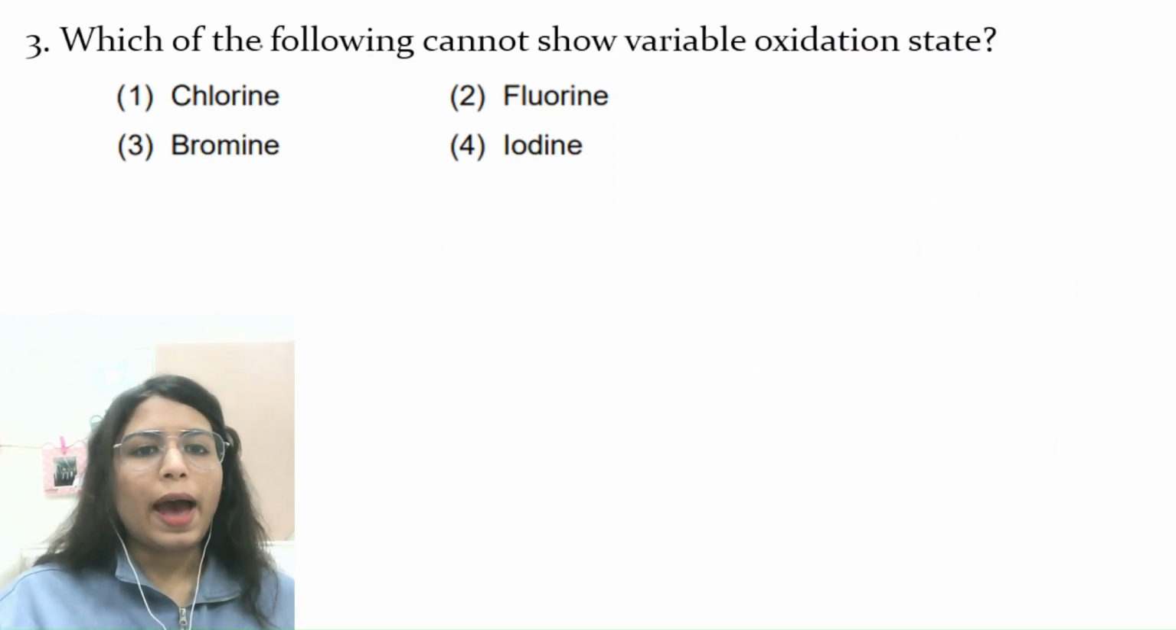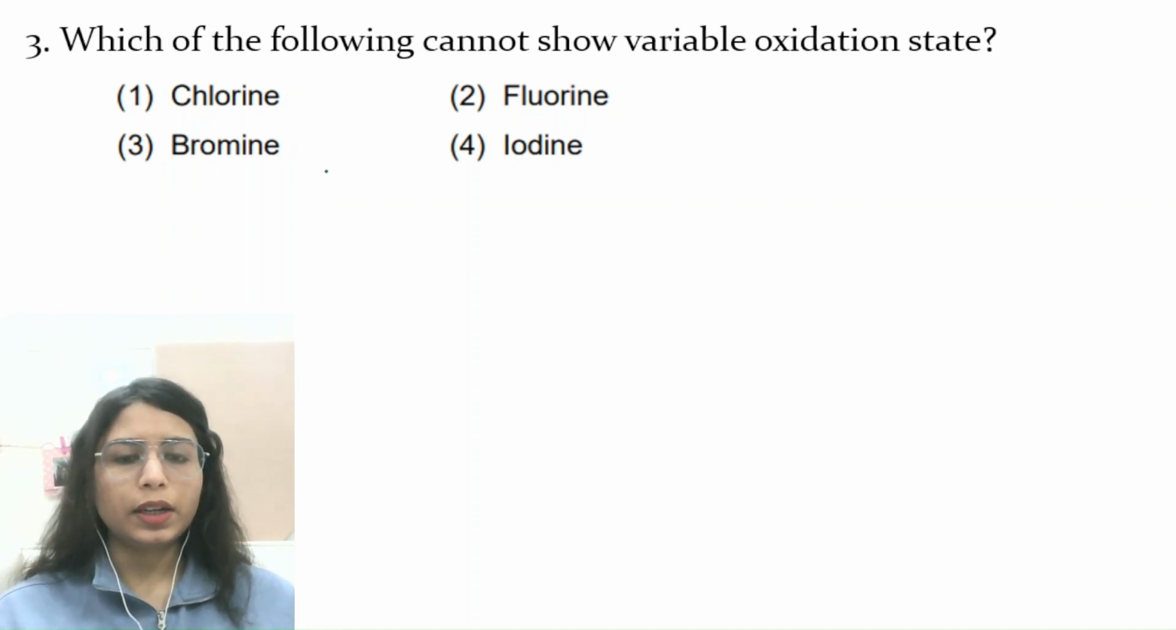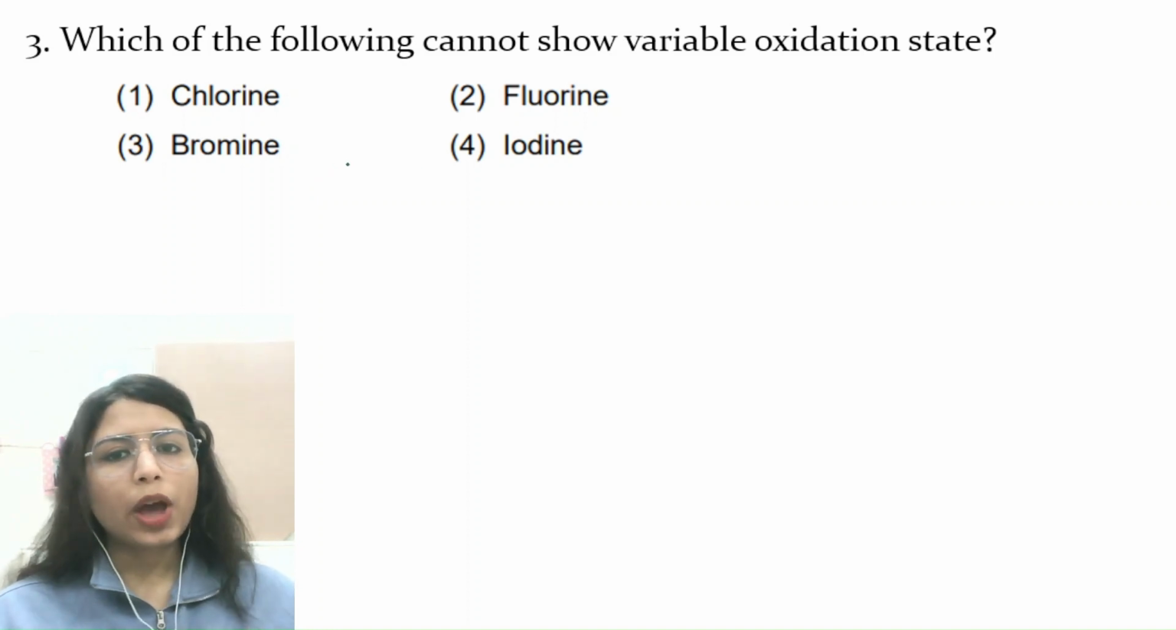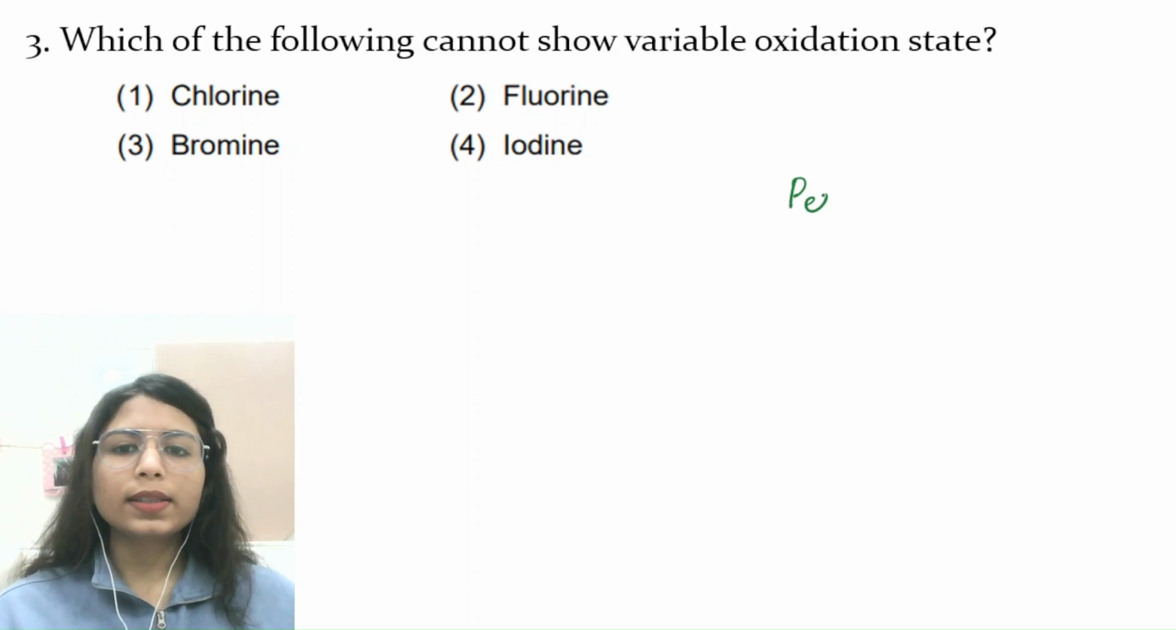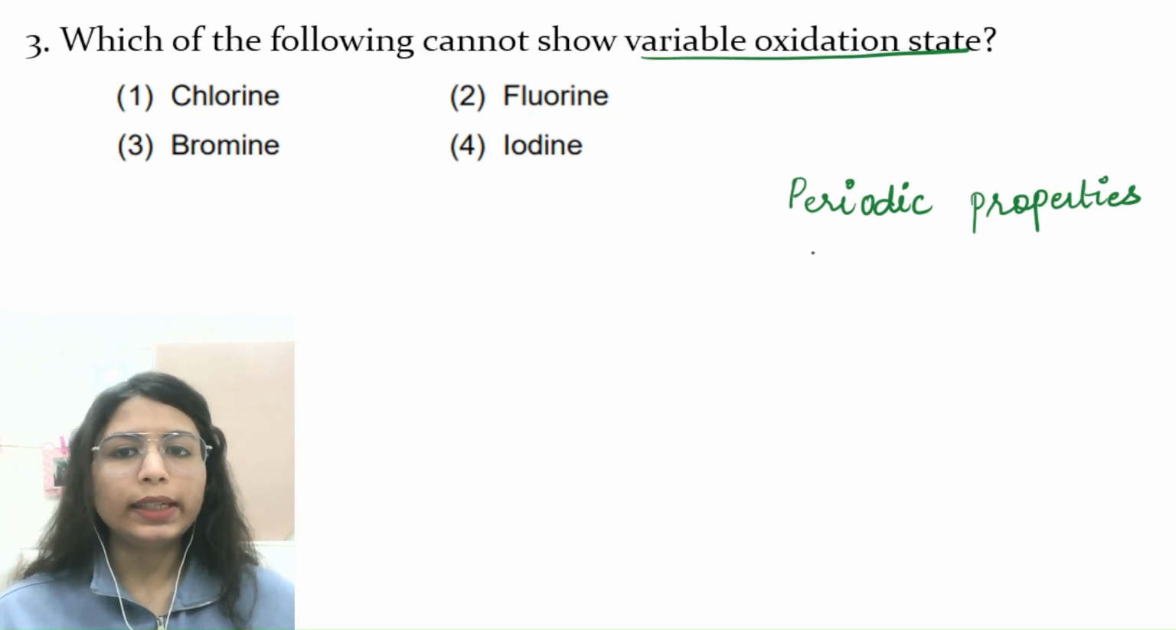So here we have: which of the following cannot show variable oxidation state? Basically it is from your chapter, that is periodic properties, right? That is from inorganic chemistry. So if I talk about the variable oxidation state concept, you know that the element which has the tendency to show variable oxidation state must have d orbitals, right?